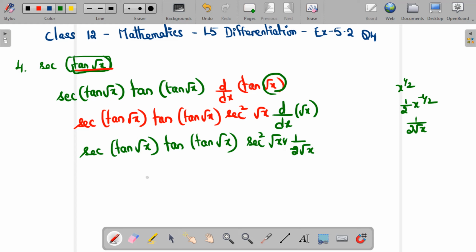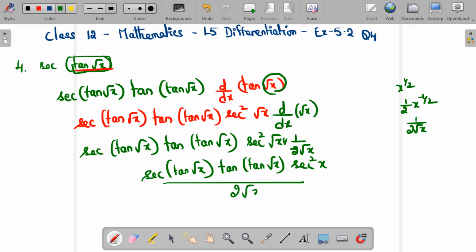Or you can rearrange this whole answer as secant of tan root x into tan of tan root x into secant squared root x, the whole thing divided by 2 root x.